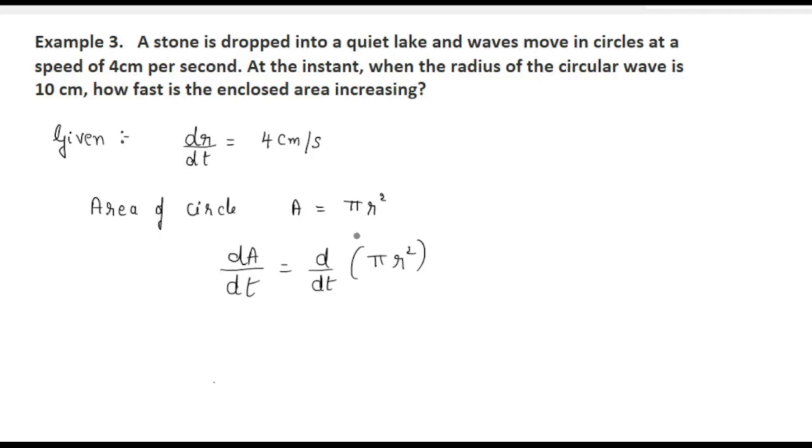So on differentiating this area, that is dA by dt equals d by dt of pi r square. So we get pi is a constant and differentiation of r square is 2r into dr by dt.